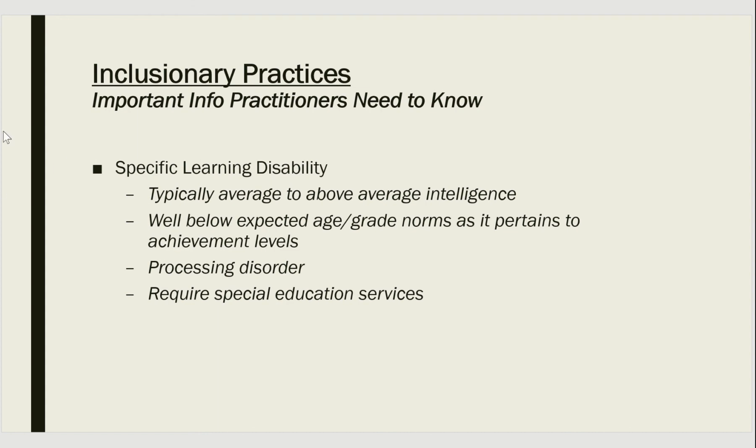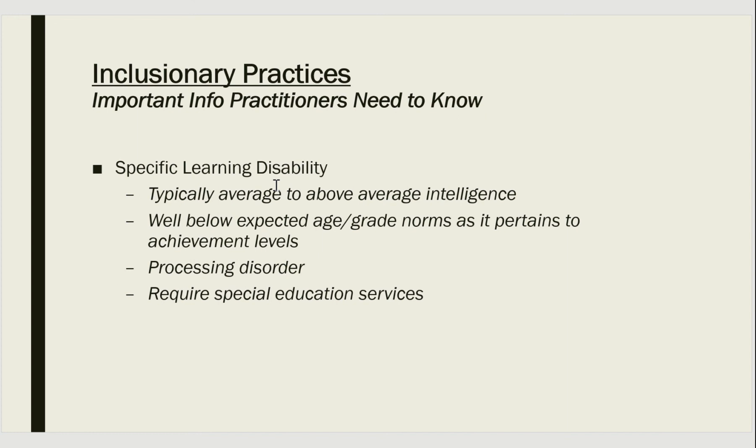And how we define this, and this may be an aha to some of our practitioners out there, is SLD kids, specific learning disability kids, typically have average to above average intelligence. With 100 being the absolute average on an IQ, that means a large chunk of the kids receiving special education services have IQs at least in the average range, between 90 to 110, and in some cases above that. So you have kids that have the cognitive ability to do grade level work, and in some cases exceed grade level work. What makes them unique, though, is that they're well below expected age and grade norms as it pertains to their academic achievement levels.